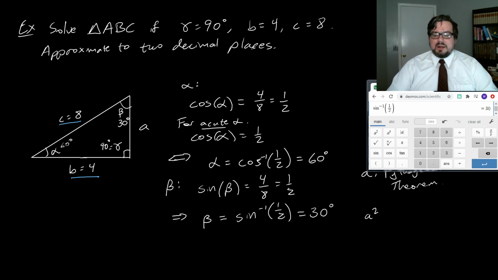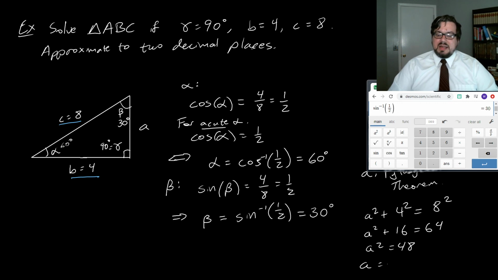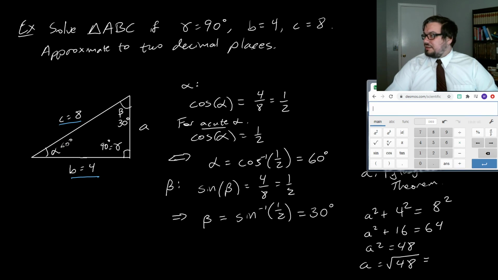So we know that A squared plus 4 squared equals 8 squared. So the sums of the squares of the two legs are equal to the square of the length of the hypotenuse. So we get A squared plus 16 is equal to 64. So A squared is equal to 48. So A is the square root of 48. And again, we can go back to the calculator, get square root 48, and get 6.93 because we want it rounded to 2 decimal places.